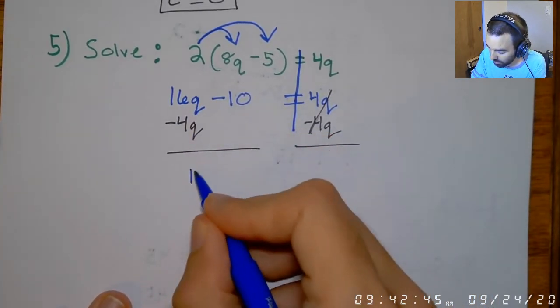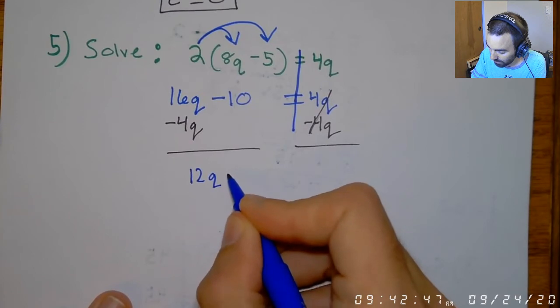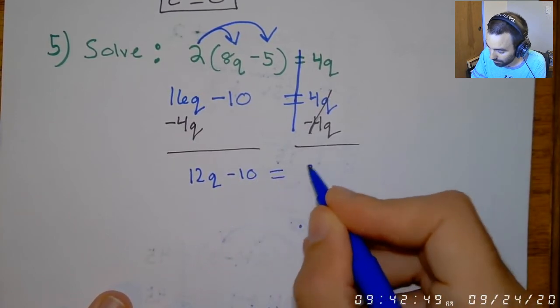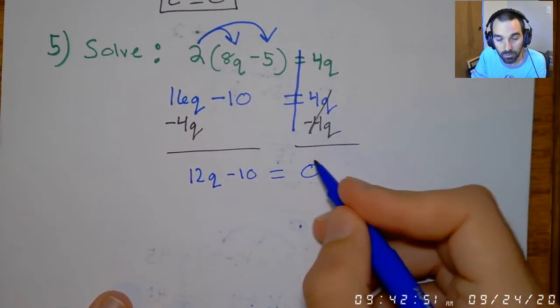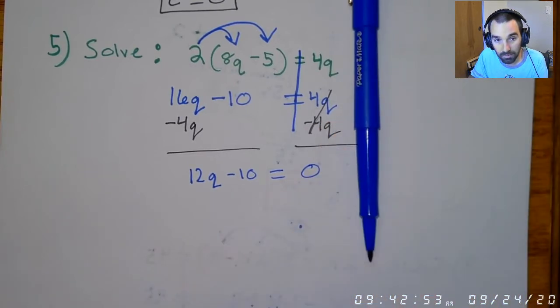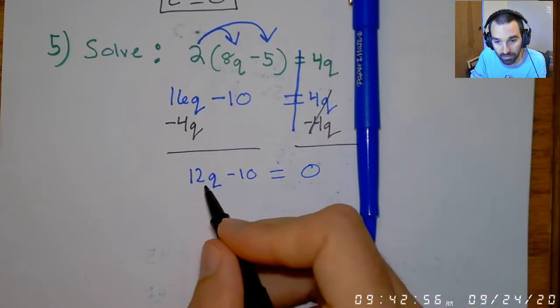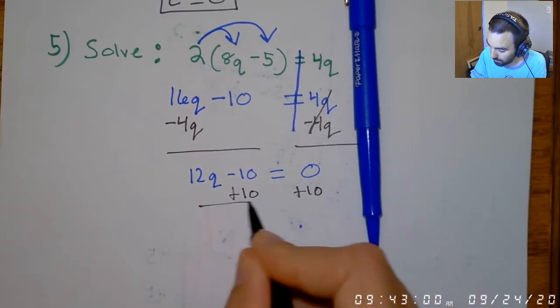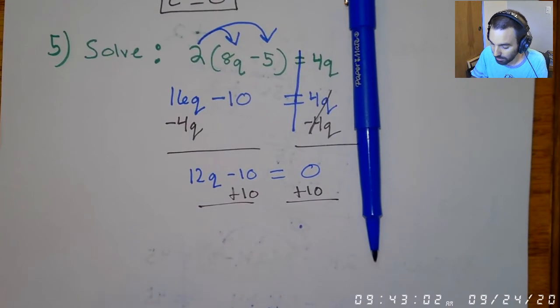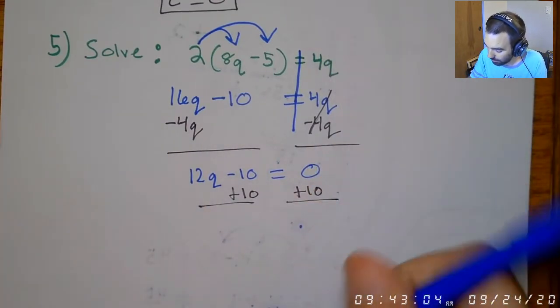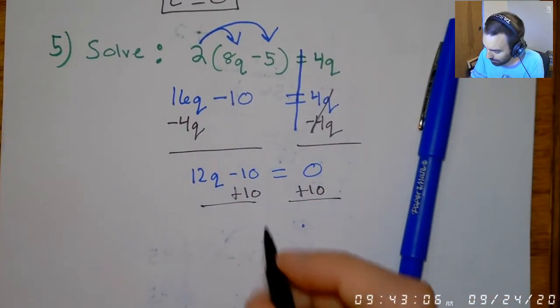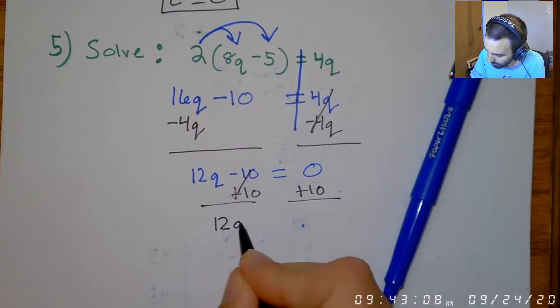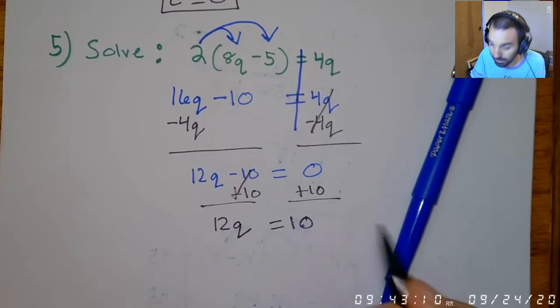So what do we get here? 16 minus 4, that's 12q minus 10 equals 0, right? Because 4q minus 4q is 0. And then I want to get this by itself, so I'm going to add 10 to both sides. When I do that, I get 12q equals 10.